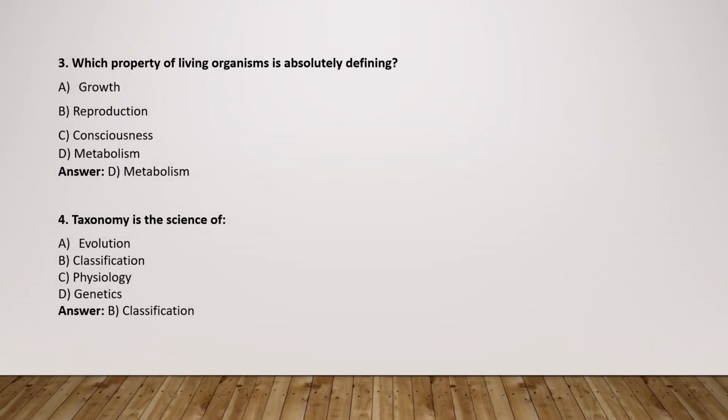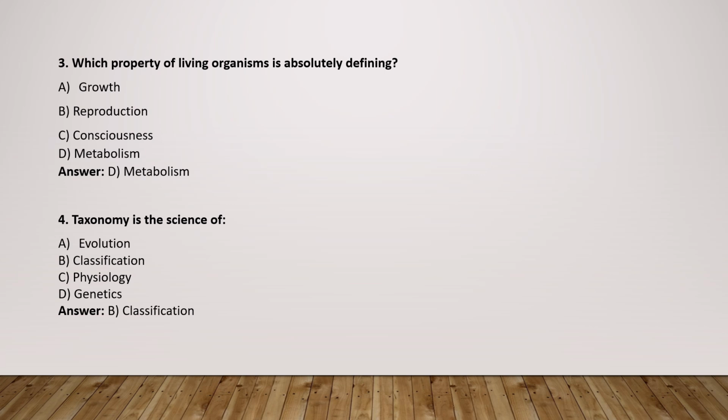The third question, which property of living organisms is absolutely defining? The right answer is option D, metabolism. As we all know, metabolism is the sum of all chemical reactions in an organism. It is present in all living organisms and absent in non-living things, making it a defining characteristic.